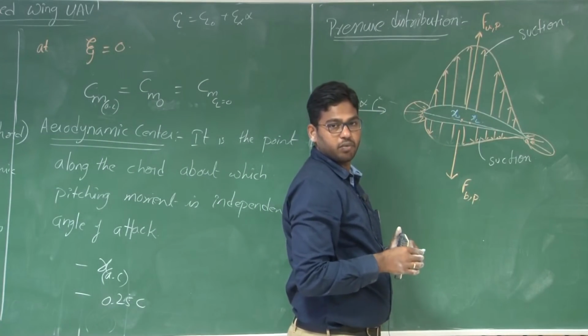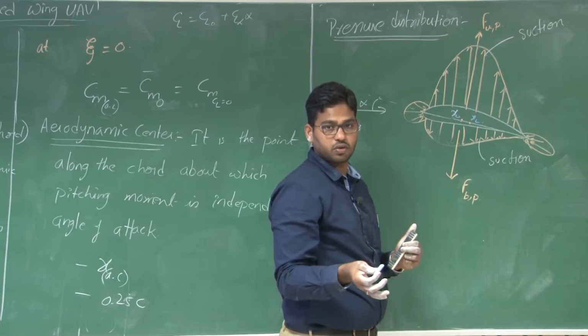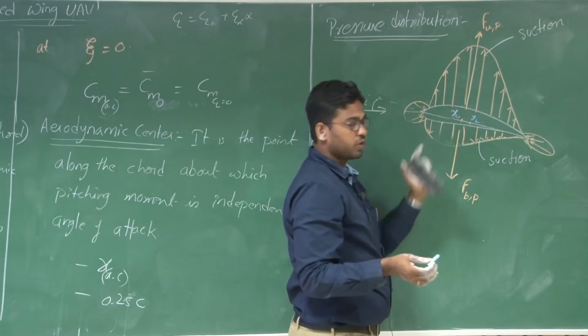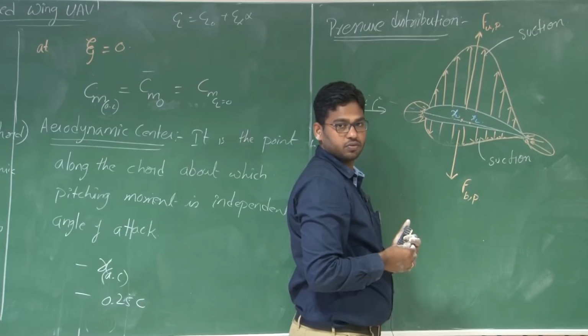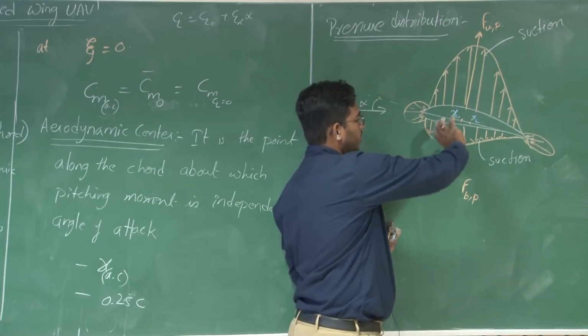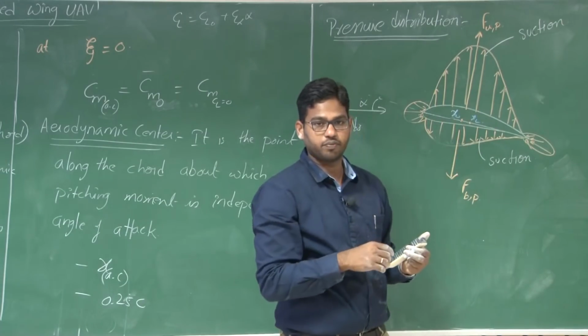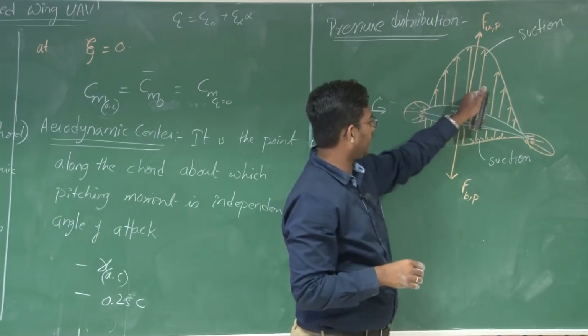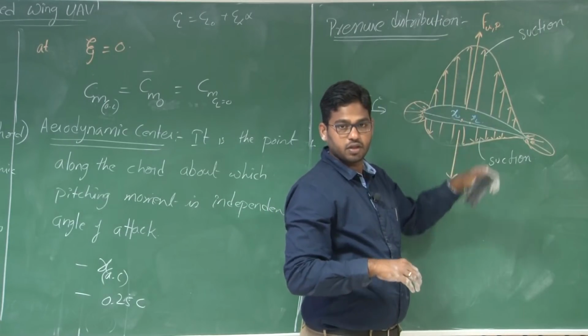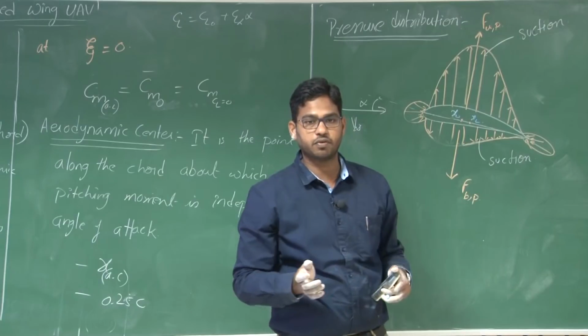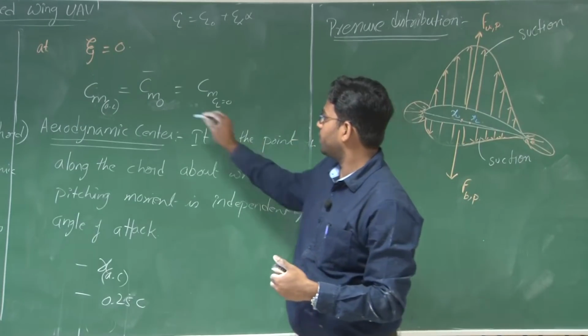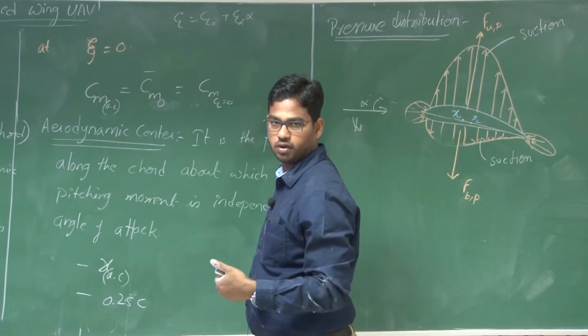For a cambered aerofoil, even when CL is equal to 0, these 2 points will not coincide. So there is a pure couple because 2 forces are acting at an offset. There is a couple which is independent of the moment reference point. So this Cm about the aerodynamic center is that pure couple acting.